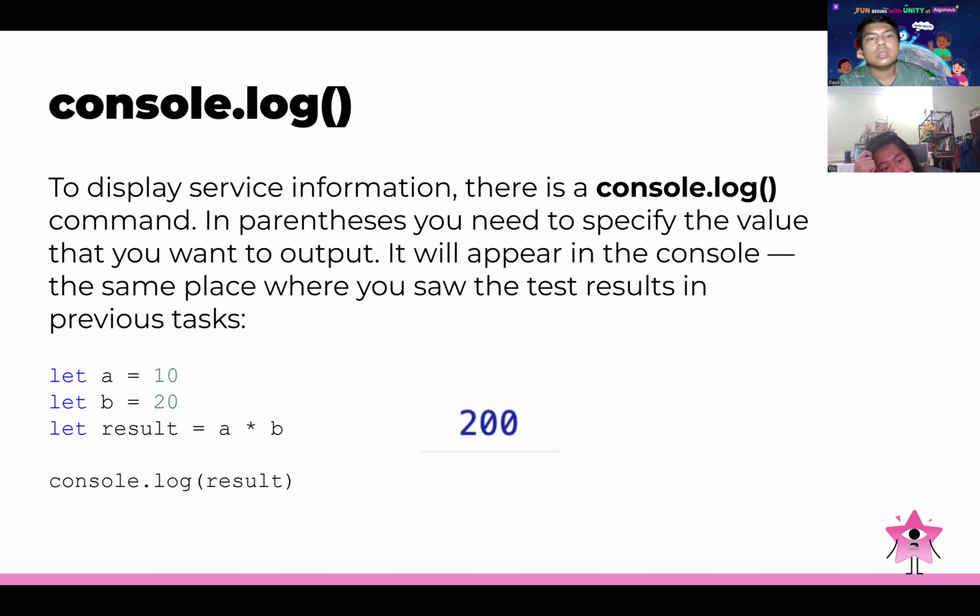The next part: when we use Python, it's really simple to show the result or output. In JavaScript, you can use console.log, and it will show you the result. It's like the print in Python. Yes, you are using console.log.